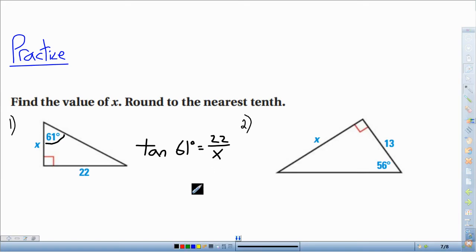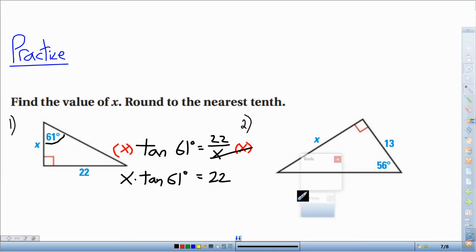Okay, on this problem, look at your equation. Make sure your variable ends up on the bottom. If you had x over 22, you're getting the two things mixed up. But from here, remember, always the same step. Whatever's in the denominator is what I'm multiplying by. So I'm going to multiply both sides by x. On the right, those are gone. I have a 22. On the left, I'm just going to bring this down: x times tangent 61 degrees.